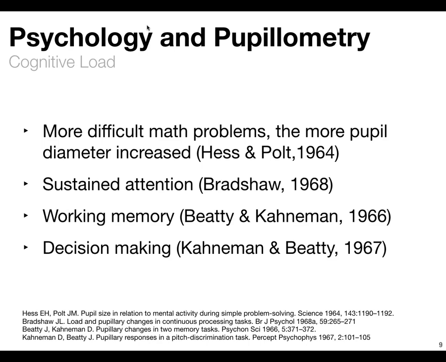In terms of exact psychological processes, there are a number of different areas where pupillometry has been used quite effectively. So let's start off with cognitive load. As we do certain tasks, some of them require more cognition and thought processing than others. So again, you can go back to that Hess and Polt study, which showed that as you increase the difficulty of math problems, you get more and more pupil dilation.